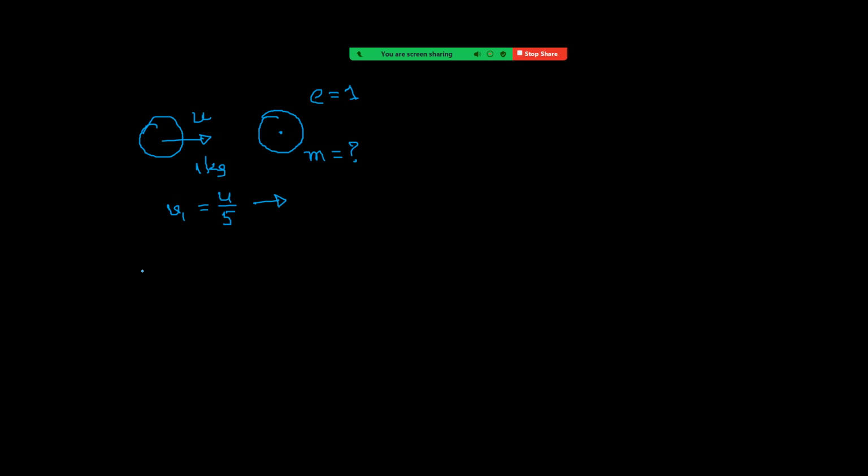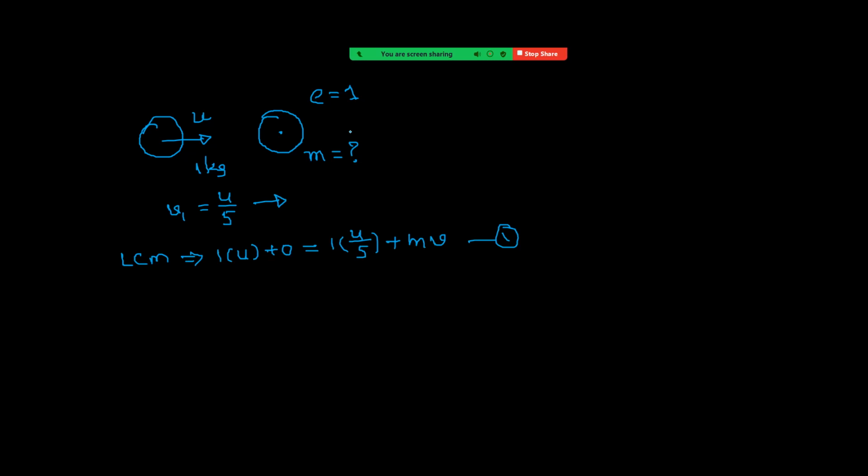So first, writing LCM, law of conservation of momentum. Then see what we get. 1 into u, that is momentum for the first body. Second body is 0, so plus 0, that is equal to, after collision for the first body, 1 into u by 5. For the second one, we are not knowing that. Let us take M into V, equation 1.